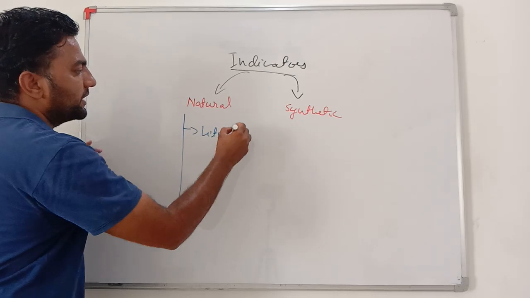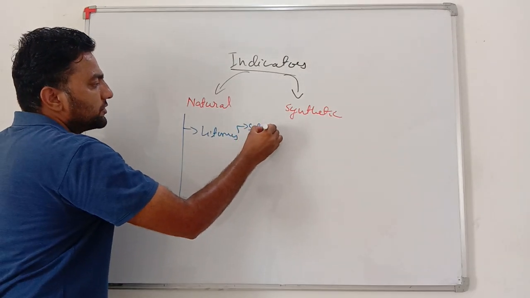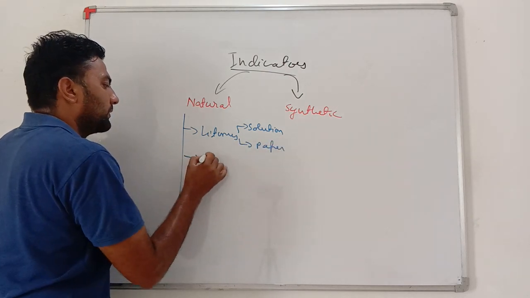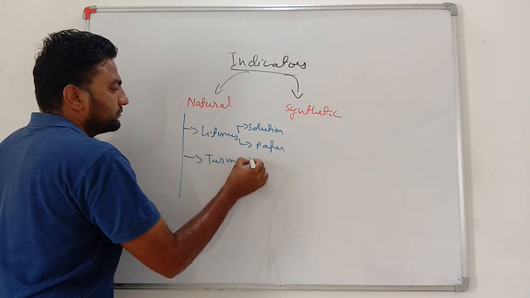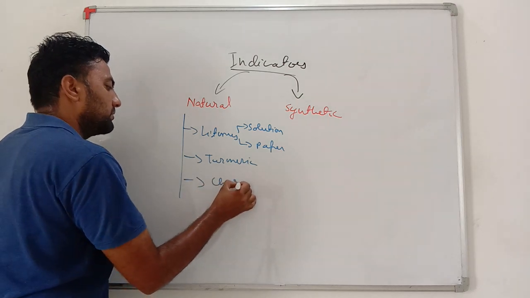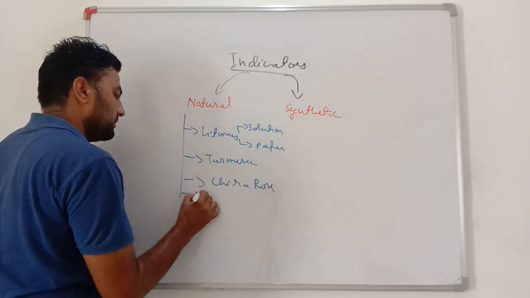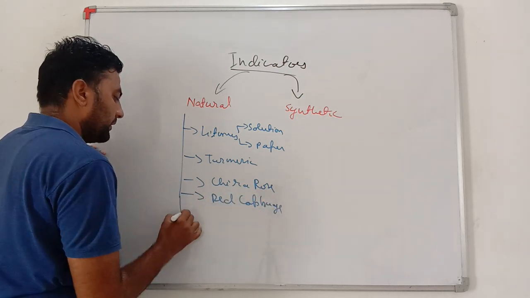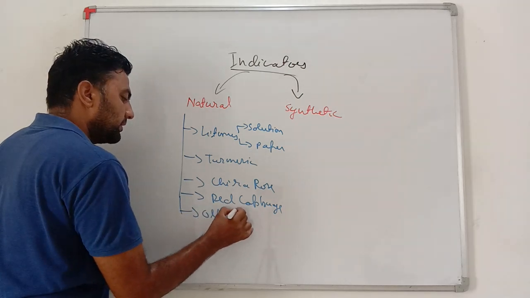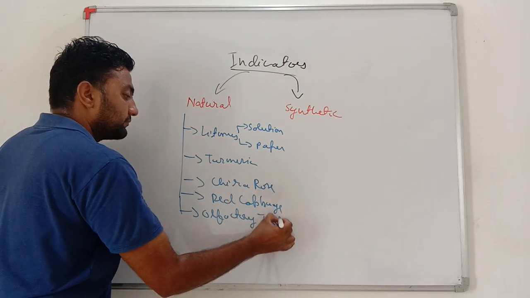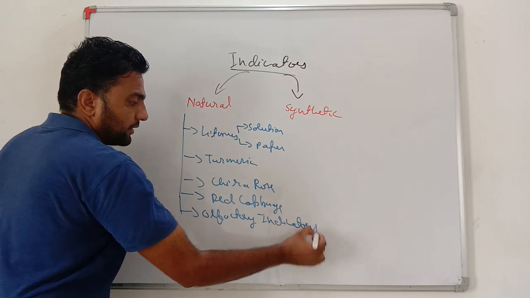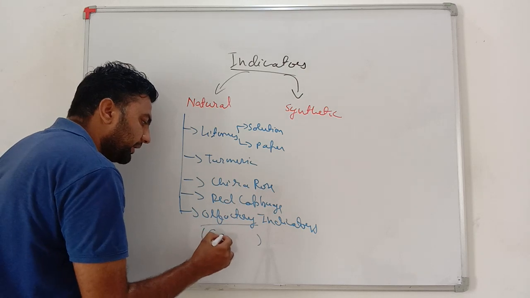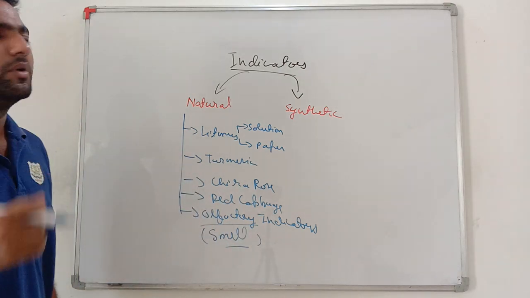If I am telling litmus, then I am talking about both the litmus solution and litmus paper. Turmeric, China rose, red cabbage, olfactory indicators. See my dear students, if I am telling you olfactory, it means these indicators give you the hint regarding a smell. Olfactory means related to smell.